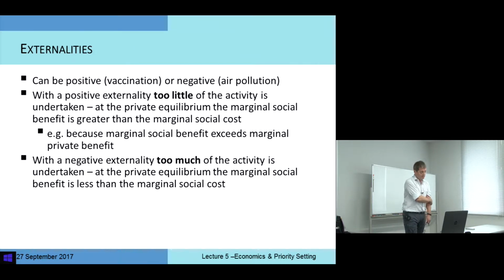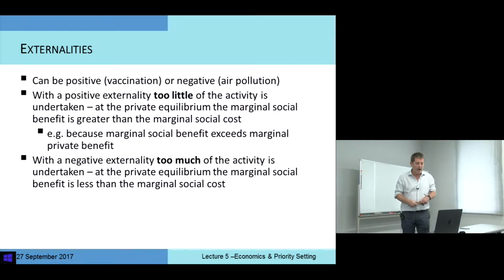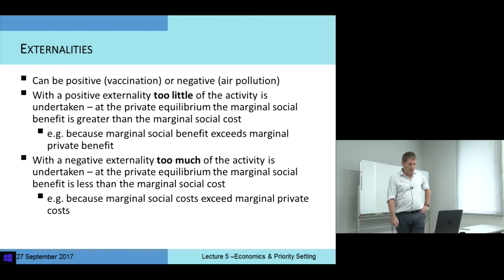With a negative externality, on the other hand, we've got too much of the activity happening at the private equilibrium. If we just leave it to firms and individuals and don't regulate the market, a negative externality will have too much of the activity. At the private equilibrium, the marginal social benefit is less than the marginal social cost. And so that last unit of activity is producing more harm than benefit, and thus making us worse off. Here the marginal social cost exceeds the marginal private cost.